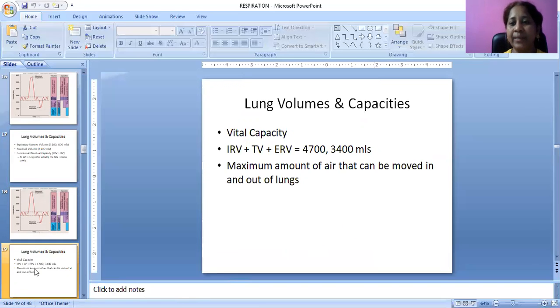Lung volumes and capacities. Vital capacity. Vital capacity is IRV, tidal volume, and expiratory reserve volume, which is equal to 4700 milliliters. It is the maximum amount of air that can be moved in and out of the lungs.